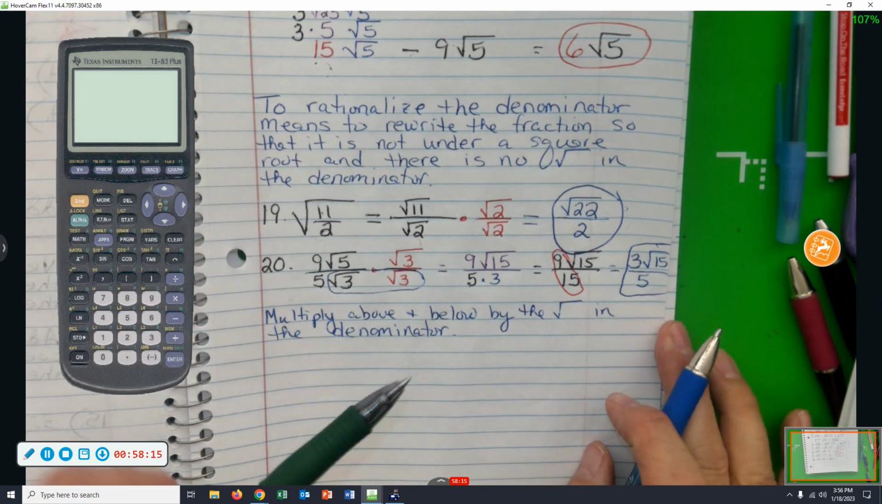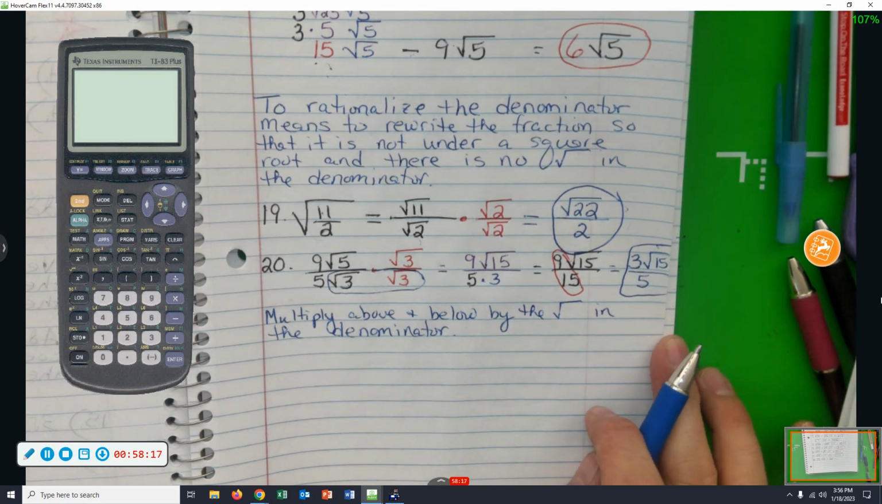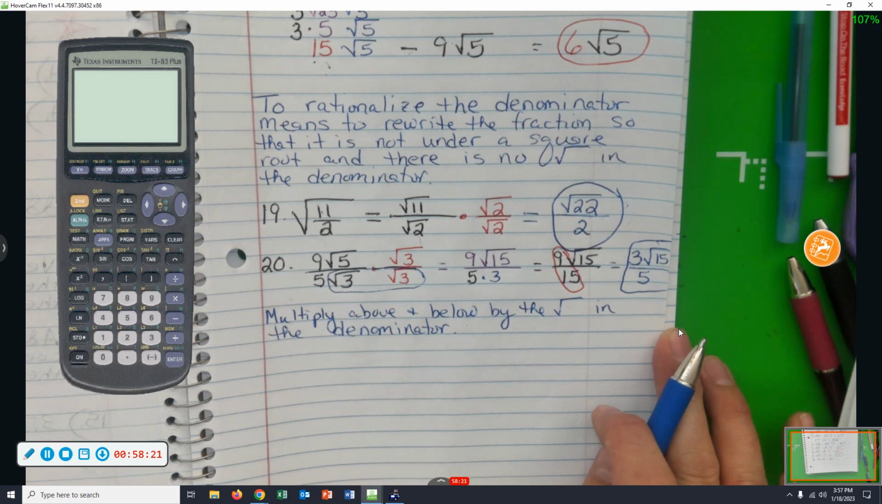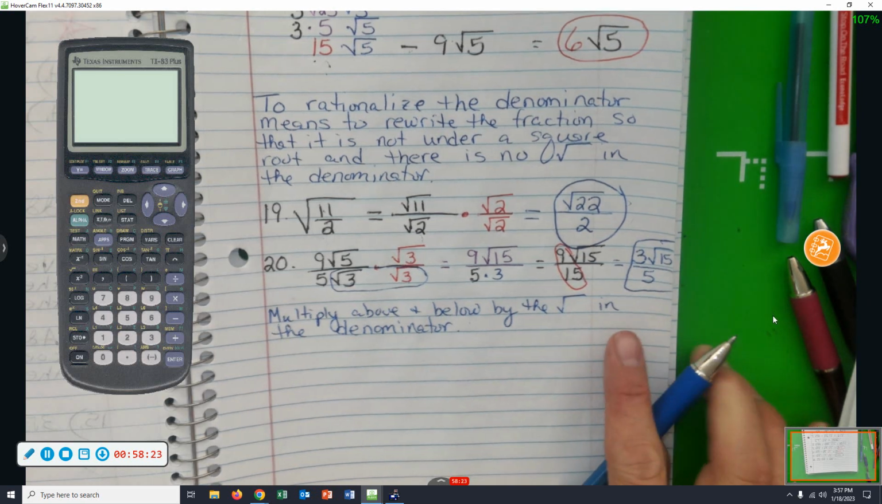3 square root of 15 all over 5. You see what I did there? Any questions?